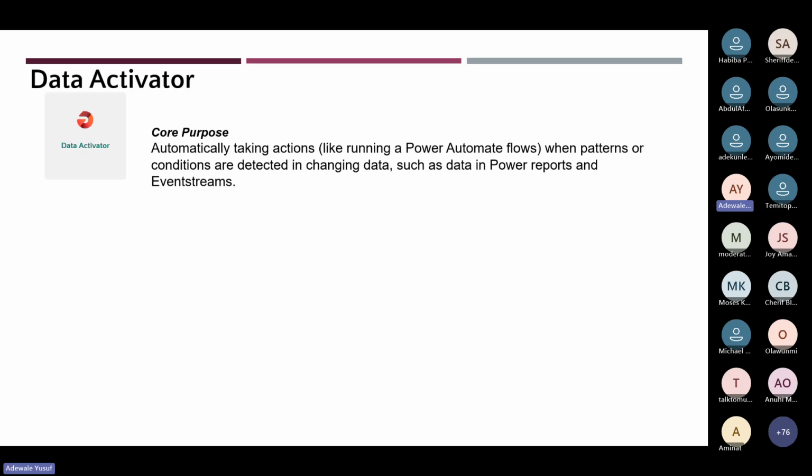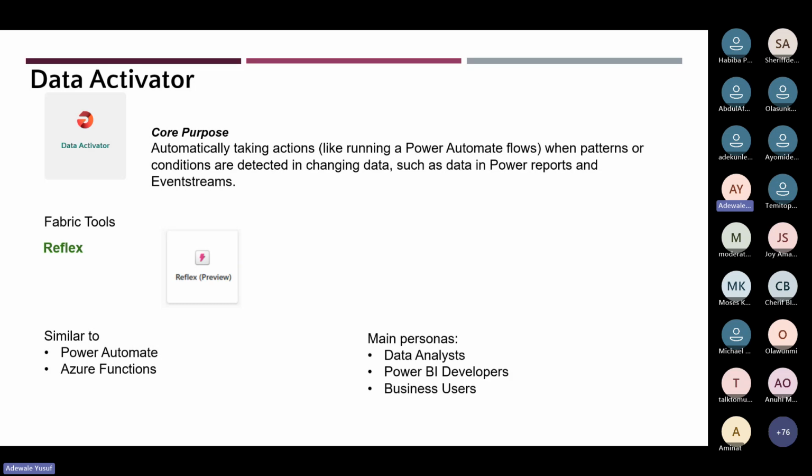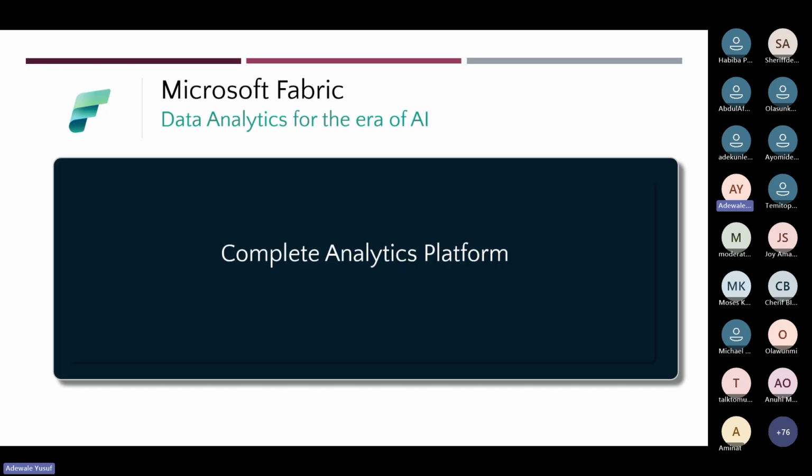In fact, business users can set simple conditions with this. So they can say, when this happens, then I want you to delete this data. I want you to send an email to this person. I want you to do this. So just actions and triggers. The tool we use for this in Microsoft Fabric is Reflex, right? It's called Reflex. And the similar tools are Power Automate and Azure Functions. The main personnel for this are data analyst, Power BI developer, and also the business users. Now, all of these things that I've mentioned make up a complete analytics solution.